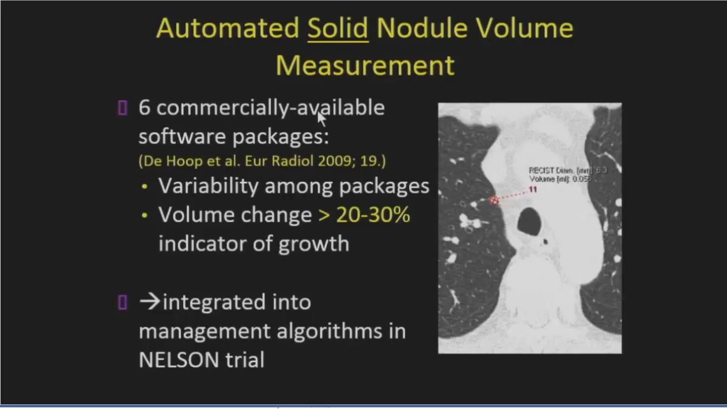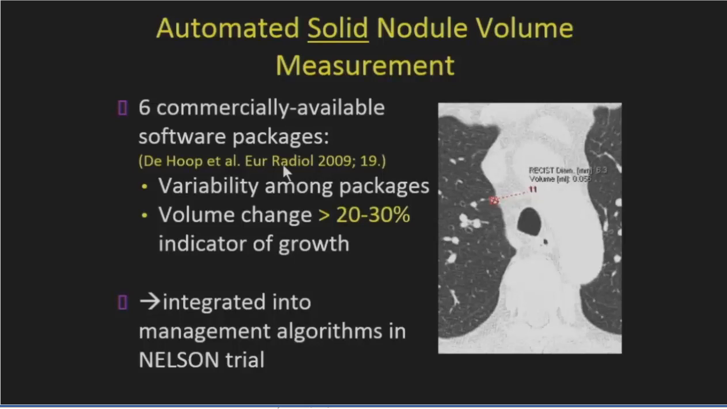And this is because there's more attention in terms of measuring nodules. And there are some commercially available software packages that have been investigated and compared by de Hoop and colleagues. And they've shown that there are some variabilities in the software packages. Perhaps they're not always utilized fully because they're not integrated in our PACS reading system. But basically about 20 to 30% volume change is probably the limit for variability, and anything more than that is more of an indicator of a true change in size.